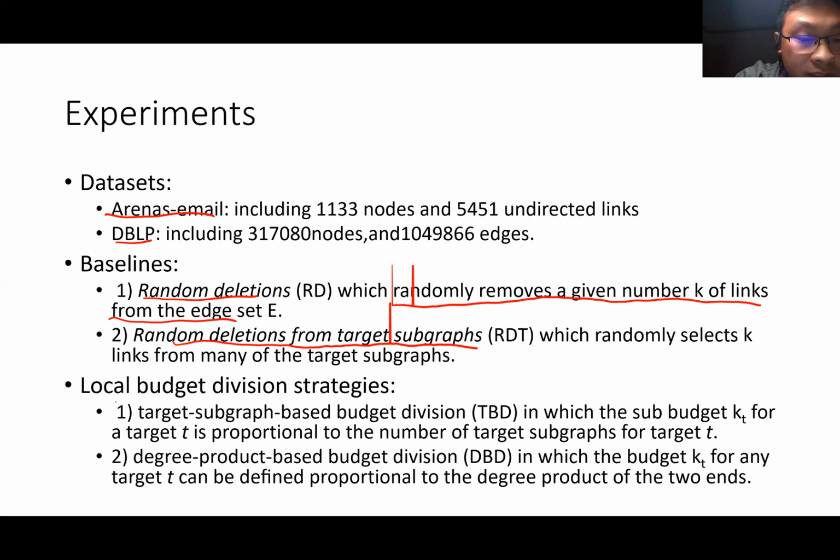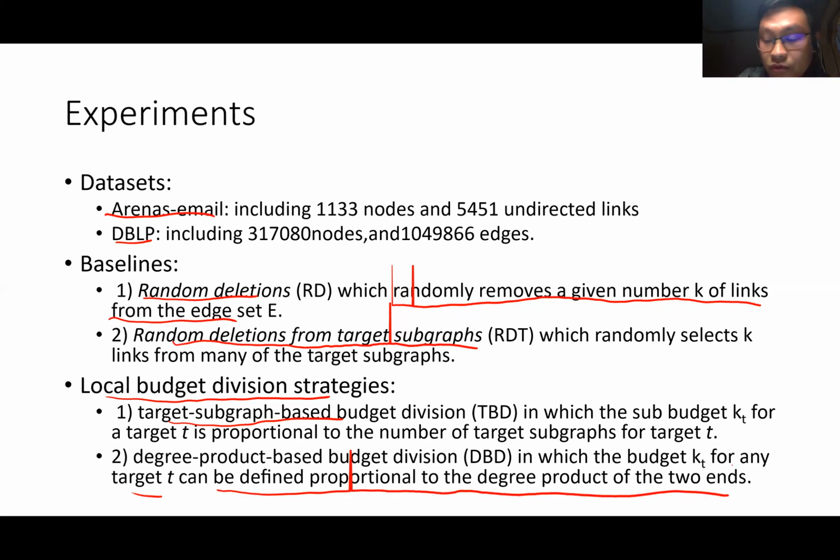Also, we designed two local budget divisions. The first is the target subgraph-based budget division, in which the sub-budget KT for the target T is proportional to the number of target subgraphs for the target T. The second is the degree product-based budget division, in which the budget KT for any target is defined proportional to the degree product of two edges.